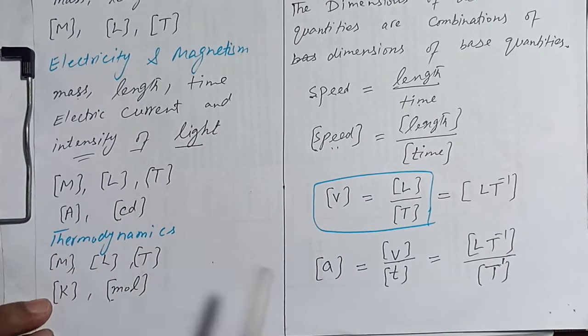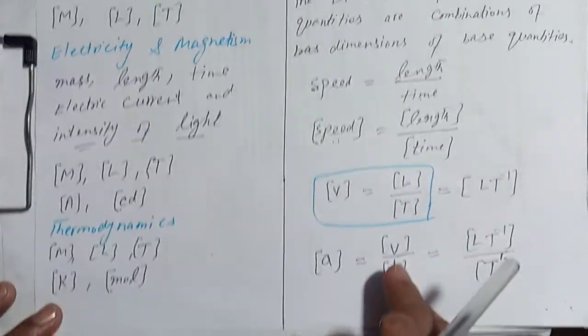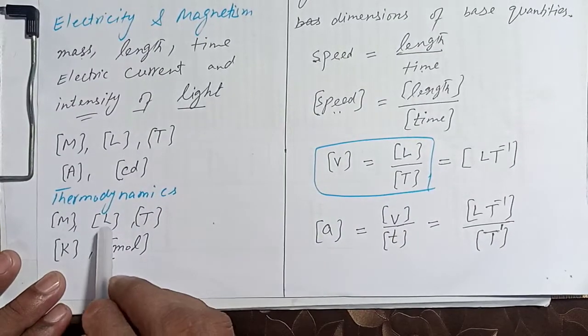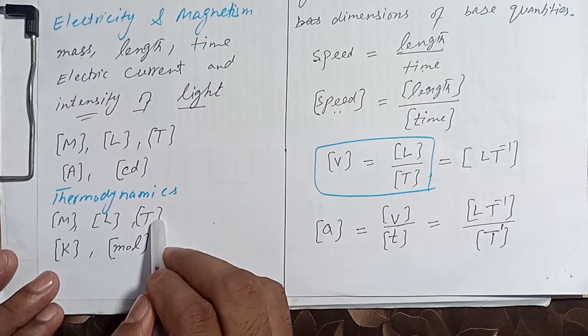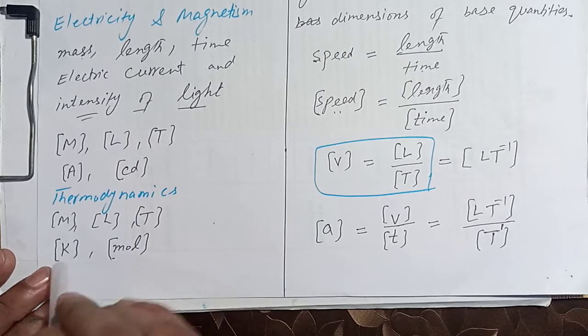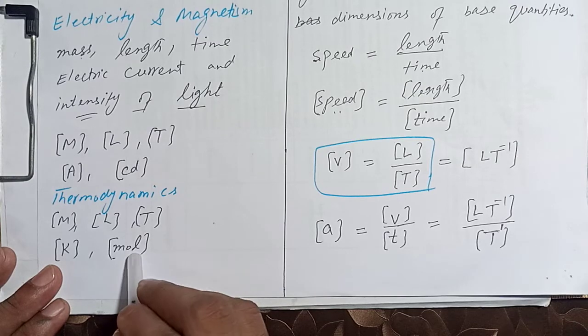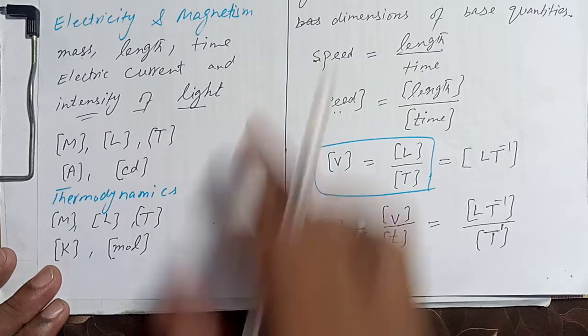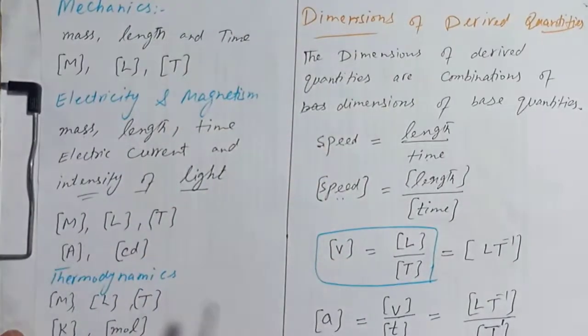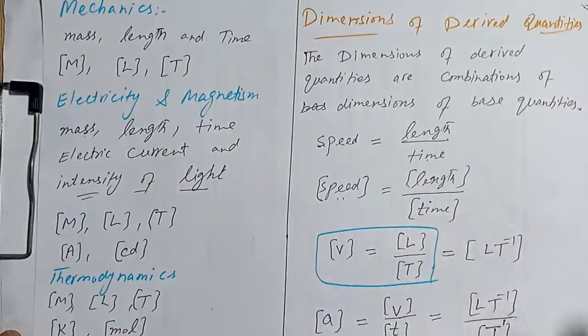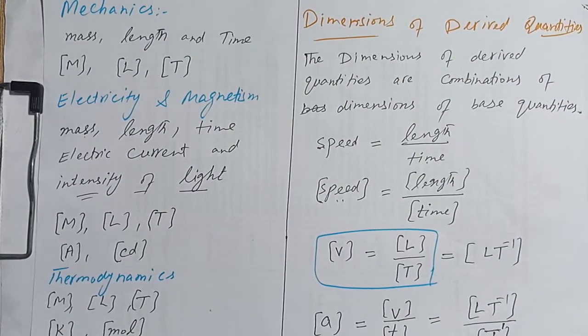In thermodynamics, the set of dimensions consists of the dimension of mass, dimension of length, dimension of time, dimension of temperature, and dimension of amount of substance. So these are the sets of dimensions that we use in mechanics, electricity, and in thermodynamics. Now we proceed further and we will discuss the dimensions of derived quantities and supplementary quantities and their applications and so on.